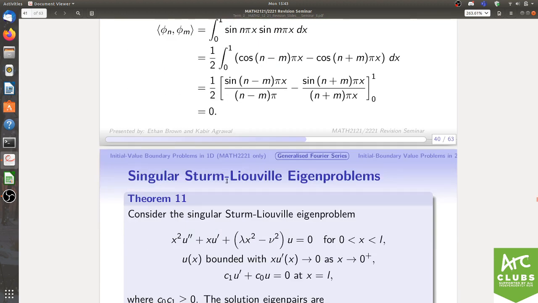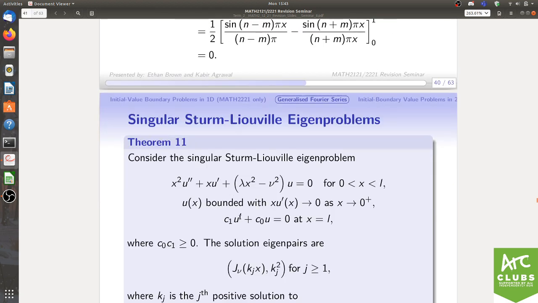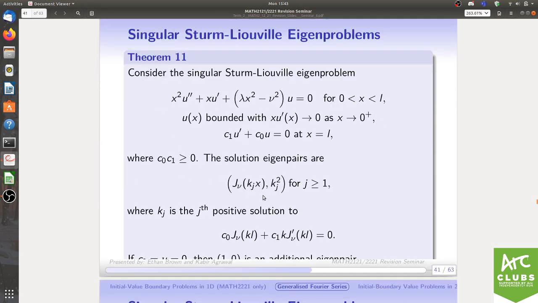Alrighty. Okay, so this is just a formatting issue, so I will fix this slide up. I haven't had time to, but here's another example of a singular Sturm-Liouville eigenproblem. It's where we have stuff associated with this, which looks very similar to the idea from Bessel's equation with lambda equals 1.